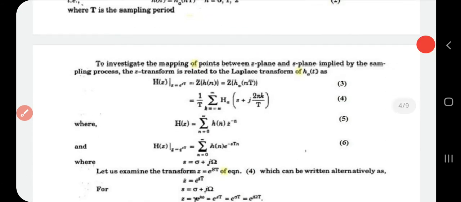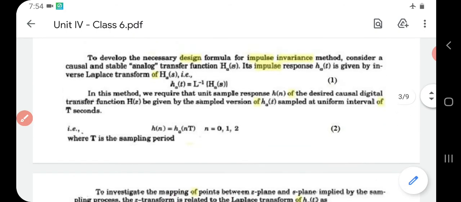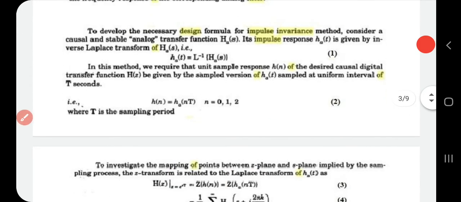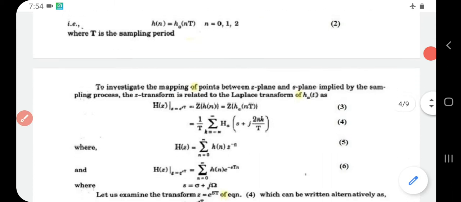Now, in order to investigate the mapping of points between the z plane and the s plane, where the z plane is the digital filter and the s plane is the analog filter, we first consider how the z transform is related to the Laplace transform of h_a(t). The transfer function of the digital system, H(z), is the z transform of h_a(nT). We have already seen h_a(nT). We take the z transform of this to get the transfer function of the digital filter H(z).